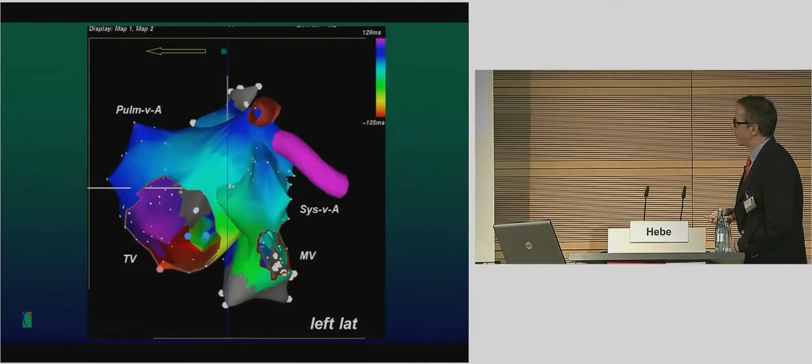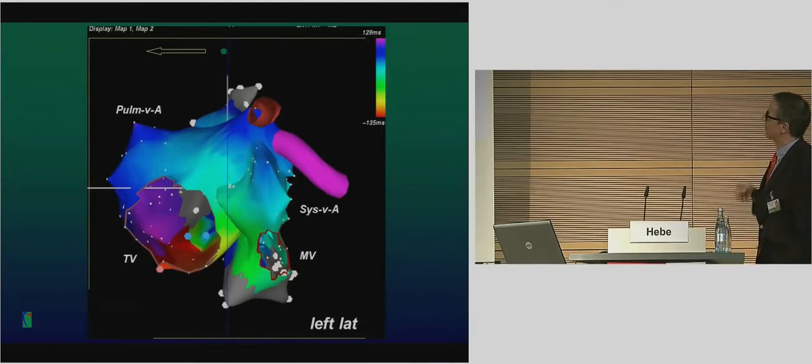Many of you might have seen these pictures before, but I just thought I would show it again because it is very nicely seen in these three-dimensional reconstructions how these tachycardias typically take their way in patients after Mustard or Senning ablation. You see here a lateral view on the atrial septum. This is the pulmonary venous atrium.